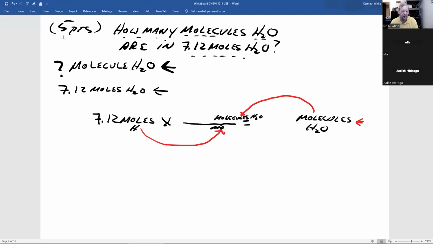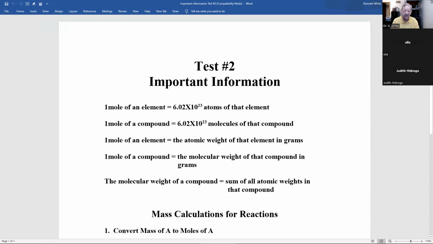And I could have put here moles of water, which I have up here. Now the question is, where do we find a ratio of moles of a compound to molecules of a compound? If you look at important information, test number 2, 1 mole of a compound equals Avogadro's number, 6.02 times 10 to the 23rd molecules of that compound.